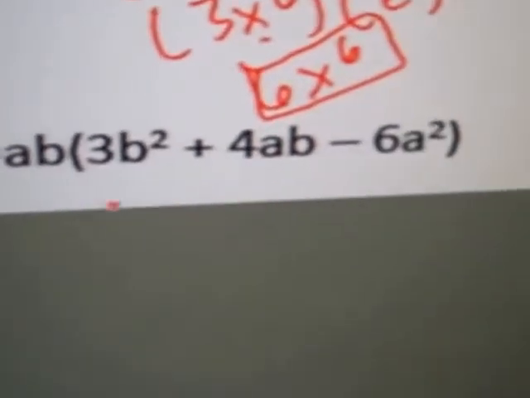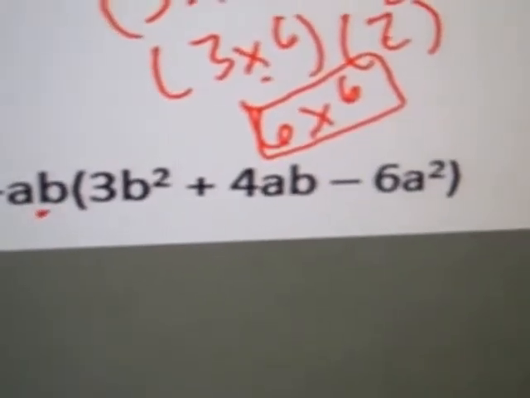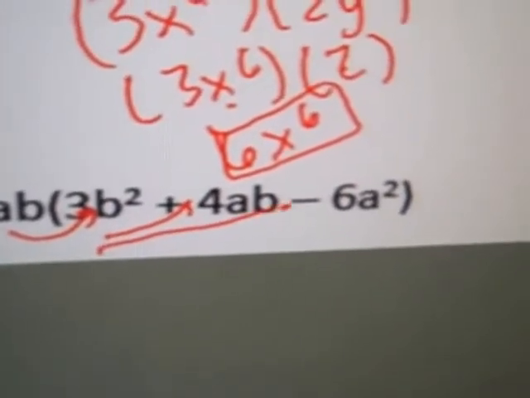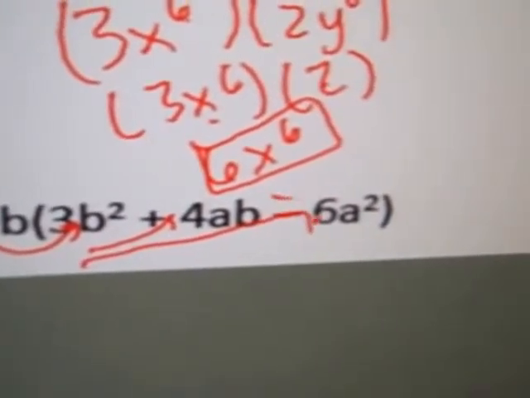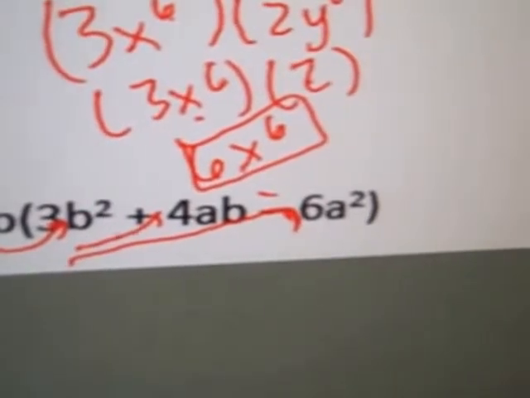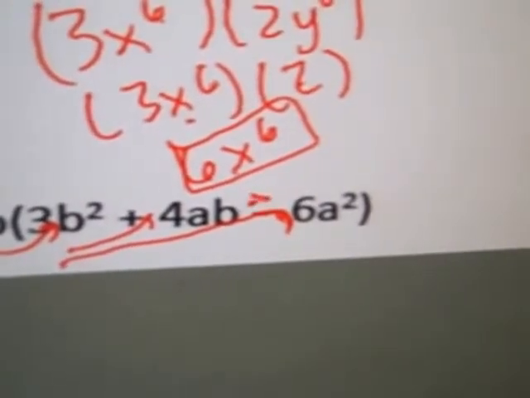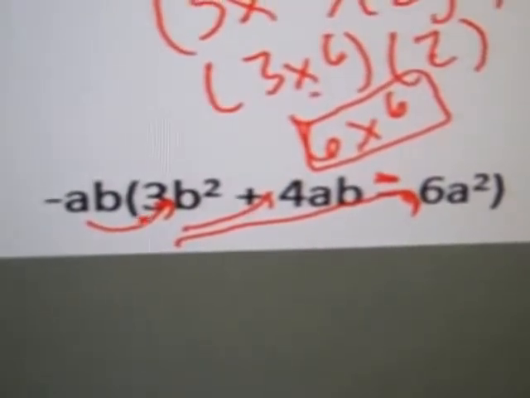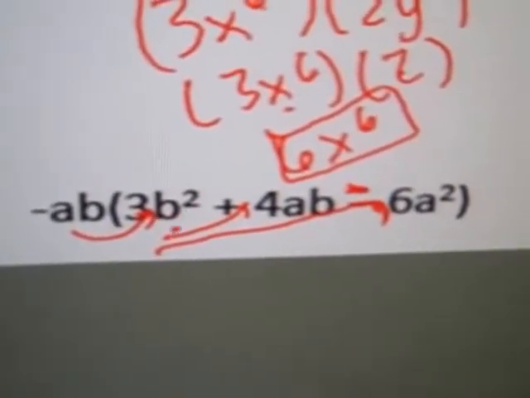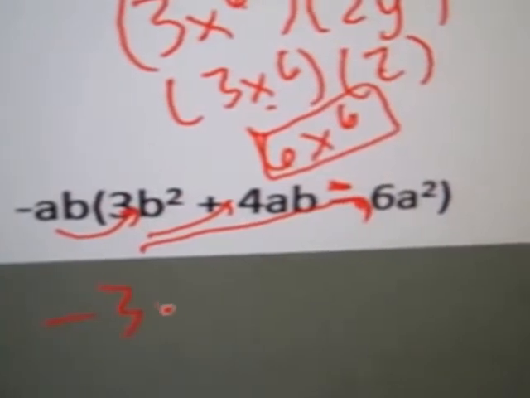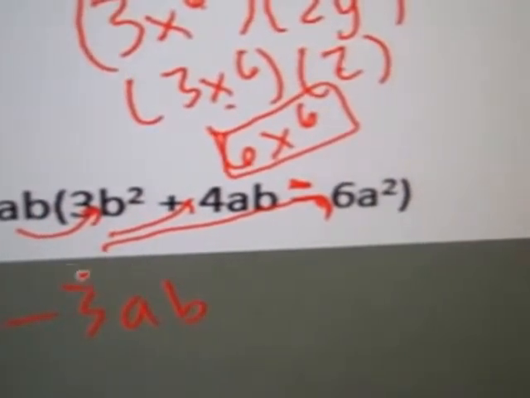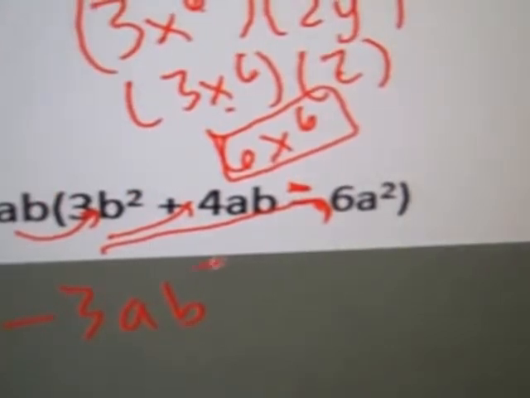Number 7, two variables being distributed here, a and b, and it's a negative. That means all the signs of these inner terms will be changed to negative. There's a negative there, I just rewrote it. Negative ab times 3b squared, that's going to be negative 3a, nothing happened to the a, but the b is going to change the exponent to 1 plus 2 is 3.